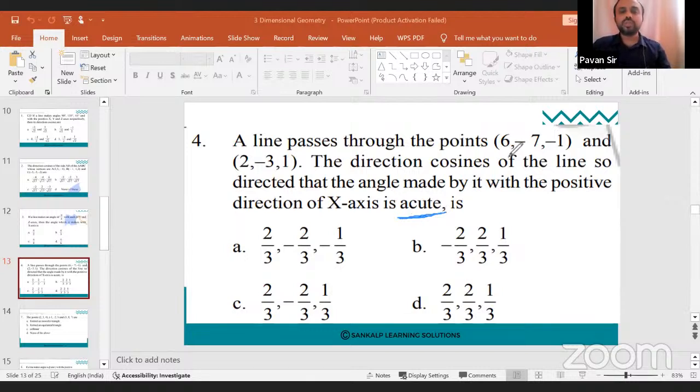So a line passes through these points, first (6, -7, -1) and (2, -3, 1). Find the direction cosines of the line so directed that the angle made by it with the positive direction of the x-axis is acute. Try to solve now and get the answer fast. Again, 10 seconds for you.